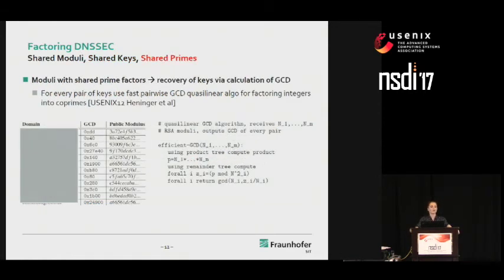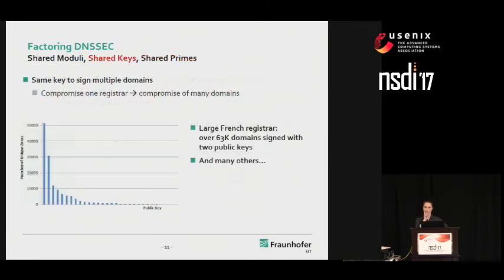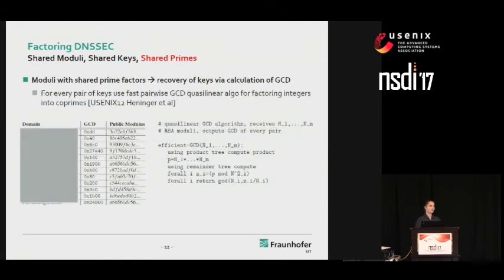Third problem is shared primes. Moduli with shared prime factors enable recovery of keys by calculation of the greatest common divisor. Now, I'm just going to mention that we're still in the disclosure phase, so I'm not exposing the names of the registrars or the domains that are vulnerable. But once everyone patches, you could see all of this on our website.